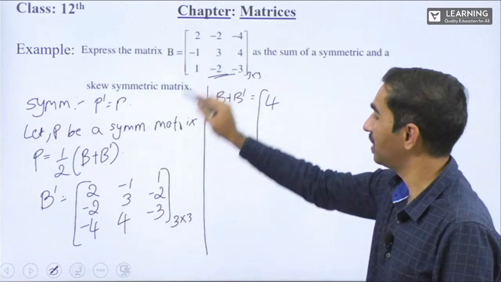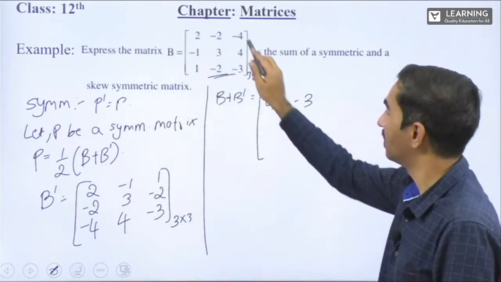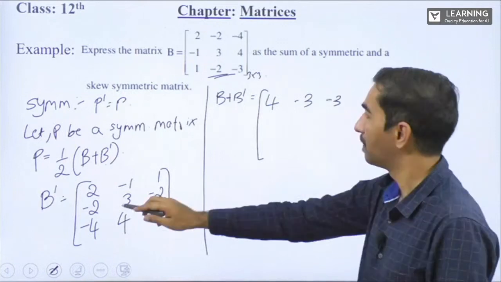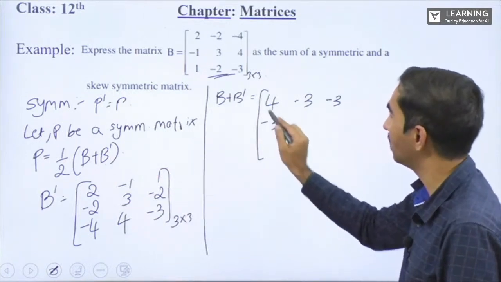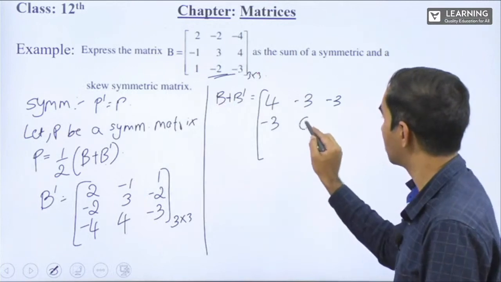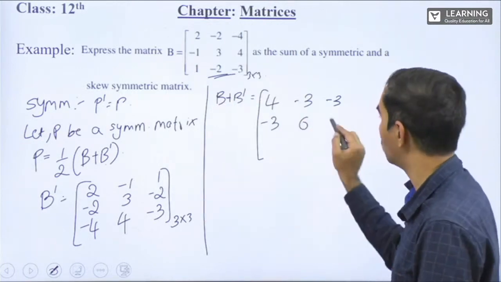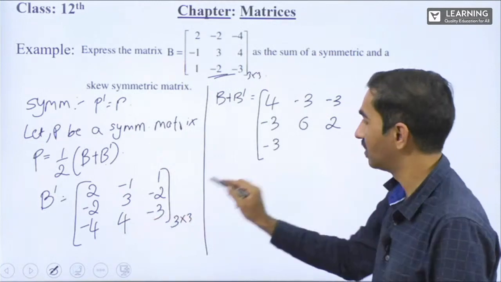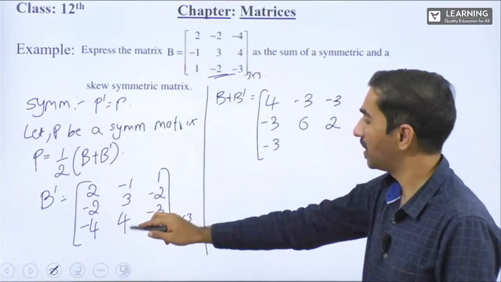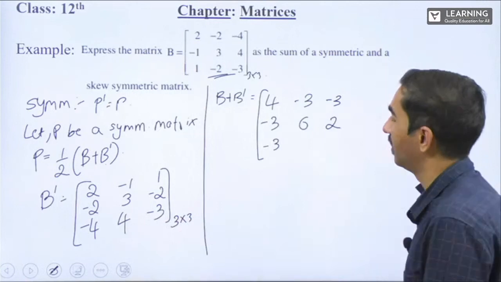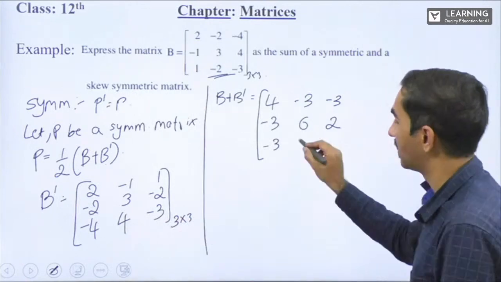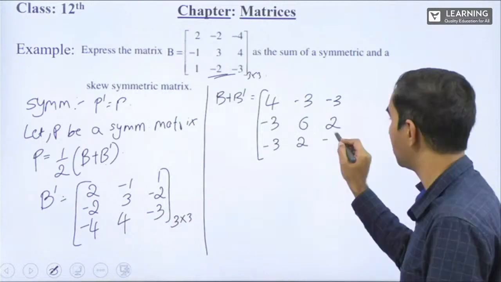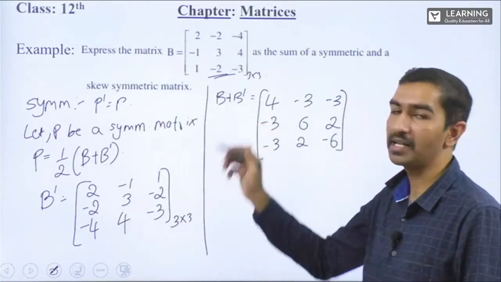Minus 2, minus 1, minus 3. Minus 4 plus 1, minus 3 again. Minus 1, minus 2, minus 3. 3, 3, 6. 4 minus 2, 2. 1 minus 4, minus 3. Minus 2 plus 4. Minus 2 plus 4 is plus 2. Minus 3, minus 3, minus 6. So this is our B dash.